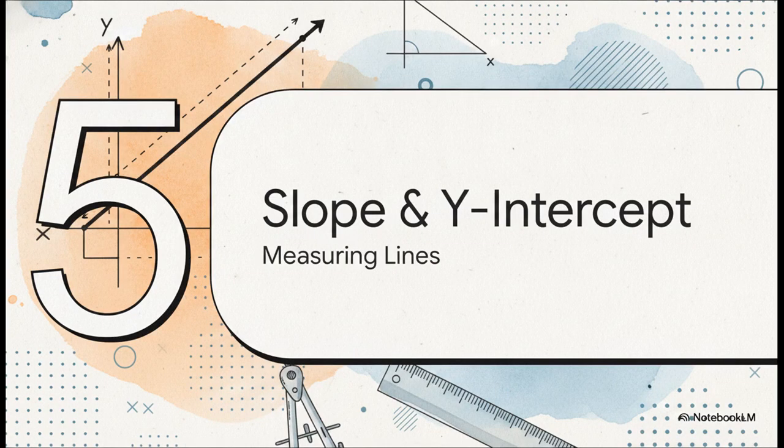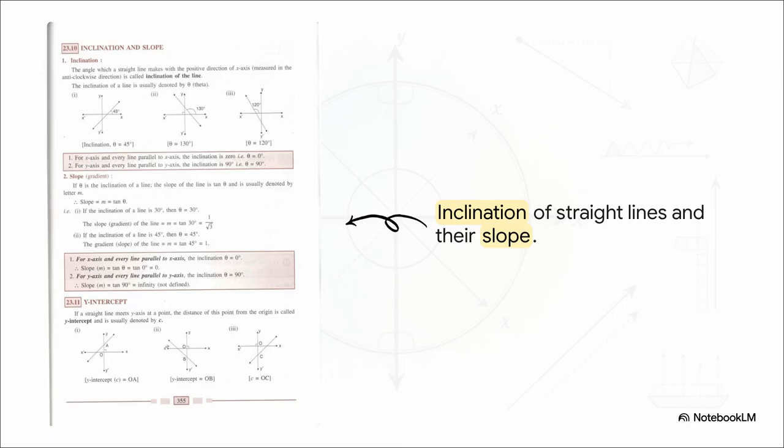Now for our final section, section 5. Slope and y-intercept, measuring lines. Let's start with that slant. The angle a straight line makes with the positive direction of the x-axis is called its inclination, and we denote that with the Greek letter theta. But in algebra, we tend to use a concept called slope, or gradient, which we represent with the letter m. The slope is quite literally the tangent of that angle of inclination, so slope m equals tan of theta.